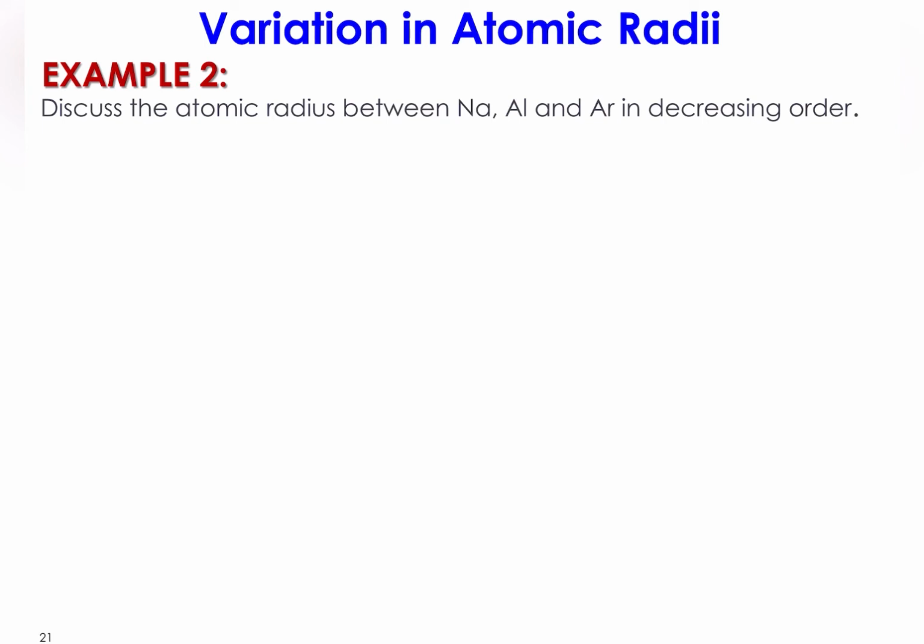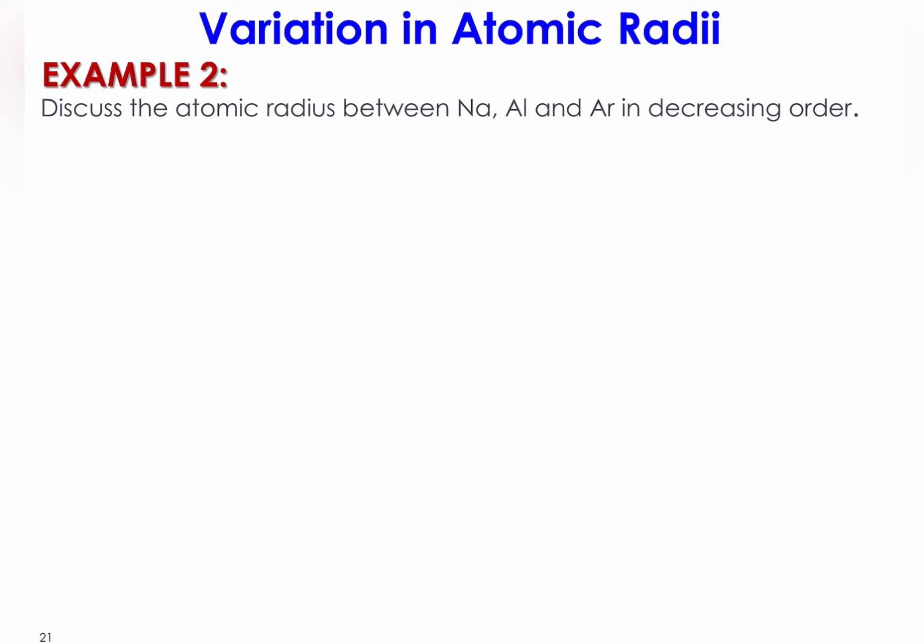I have example 2, where I want you to discuss the atomic radius between sodium, aluminium and argon in decreasing order. So a bit different now, we have 3 different elements. And I mention in my question decreasing order. So as always, the question will ask you to do it in a specific order. So you have to follow the question. Don't just write increasing or decreasing as you like. It must be based on the question. This question asked in decreasing order.